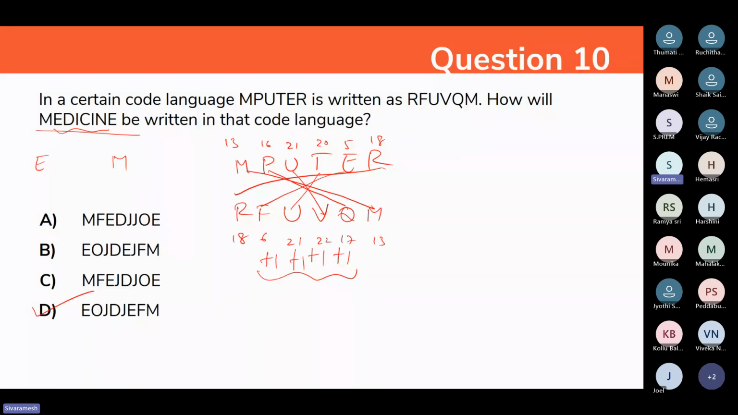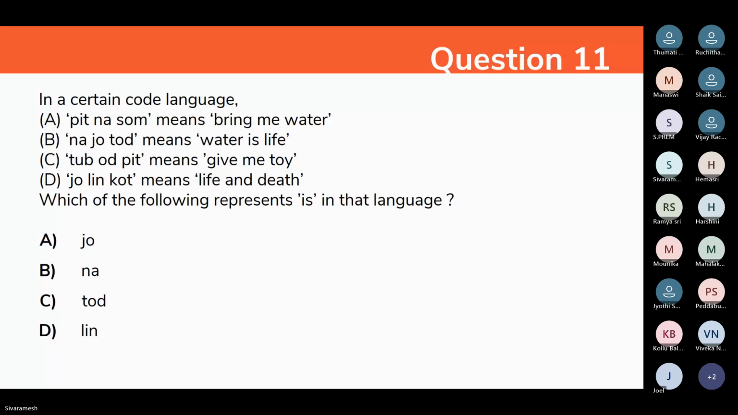Now next one, 1 minute time, make it fast. You should practice fast.